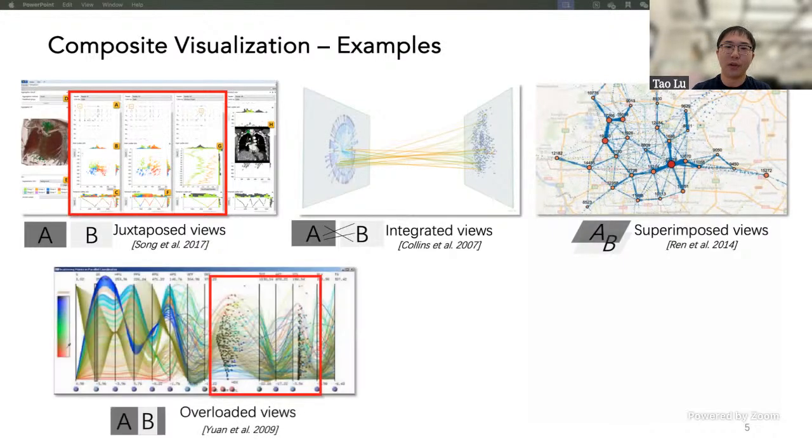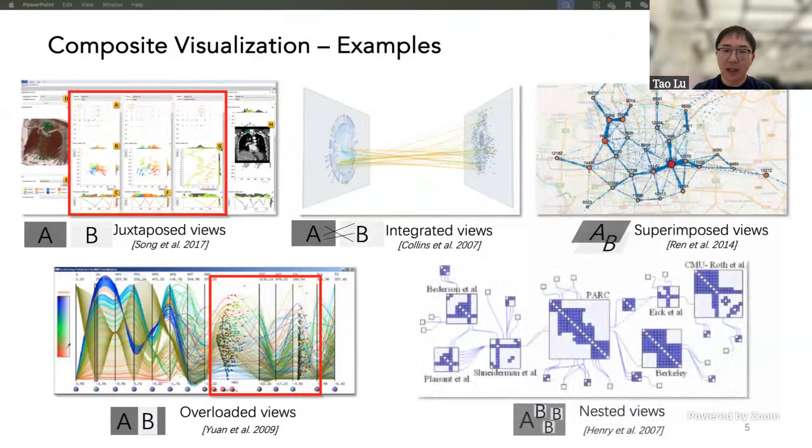The fourth one overloads the views. It has one host view A and a client view B. B is embedded in the visual representation of A. And finally, 2 views can also be nested, with client view B being part of the visual representation of the host view A. A common example of the host view is a graph or a network. Both overloaded and nested views feature a host-client structure with 2 views sharing the same data encoding space.